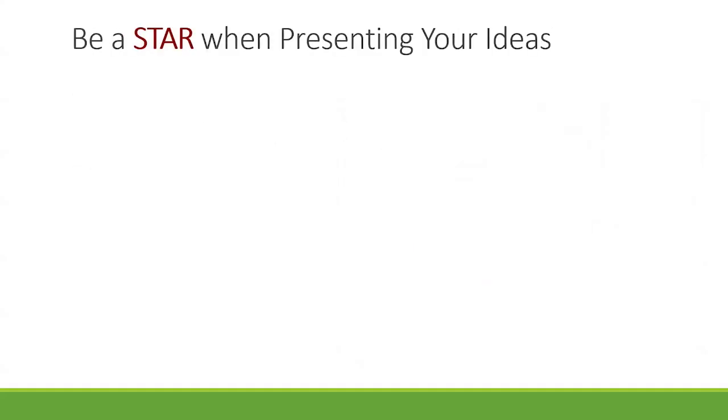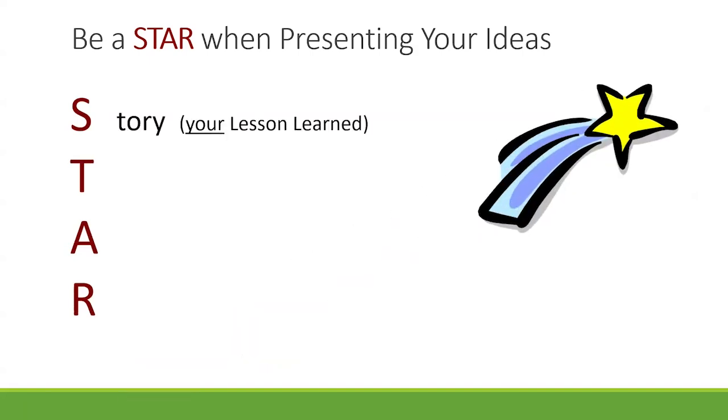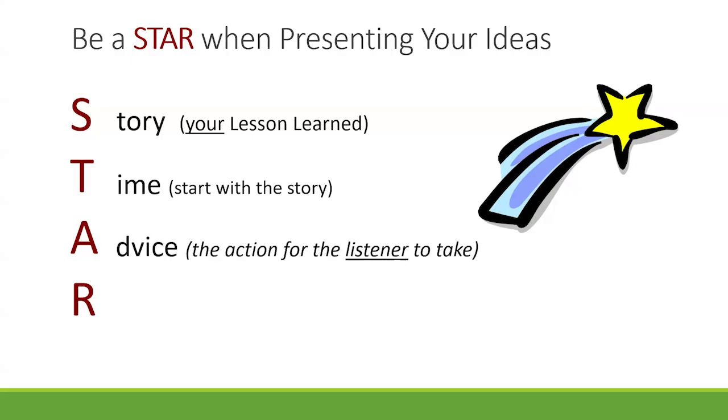Simple formula we're going to use when we do this, we call it being a star when presenting your ideas. So we use the acronym STAR. To be a shooting star, you're going to tell a story that in this case is the lesson that you've learned. It's a story. We're going to start with a specific time when that story happened. At the end of the story, we're going to share some advice or the action that you want the listener to take and the reason that they should do it, the why. Why should they do it? What would their benefit be?